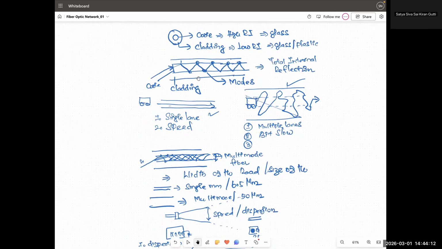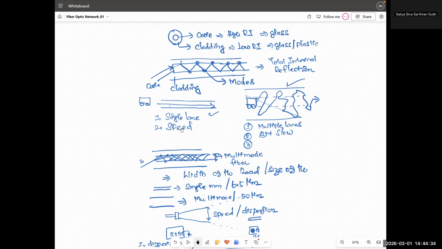So this is single mode, this is multi-mode. Yeah, we use multi-mode now, mostly single mode. Is that only what is confusing, or the concept? Yeah, the concept is confusing. No, the concept I'm clear.